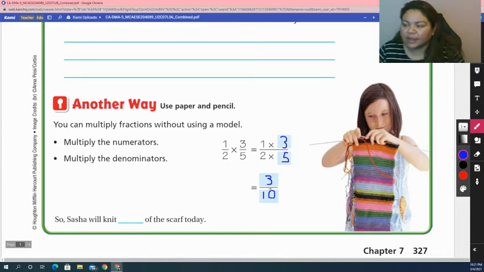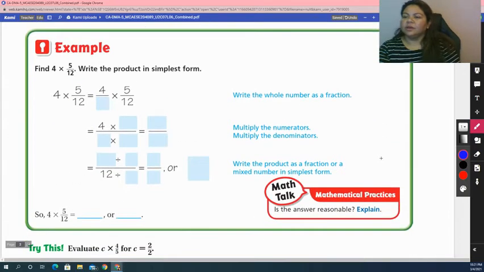And I need to check if it's in its simplest form. I will also be teaching you in a bit how to cross simplify. So 3/10 is already in its lowest terms, in simplest form, because I cannot divide the numerator and the denominator by the same number. So Sasha will knit 3/10 of the scarf today. Okay. All right, let's go ahead and look at another example.